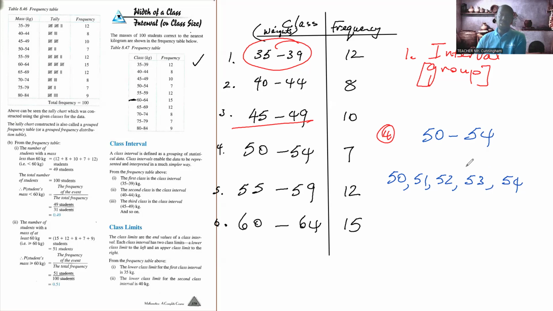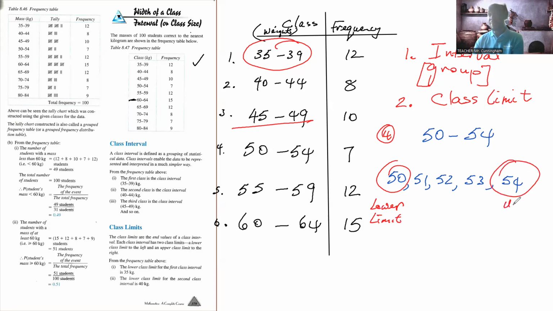Now, the second thing that we had looked at last day was the class limit. The class limit represents the end values of the interval. So this is called the lower limit, and this is called the upper limit.